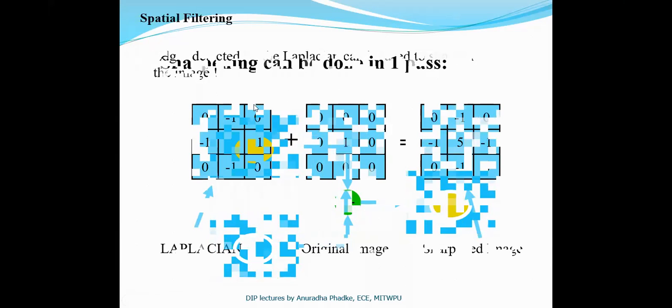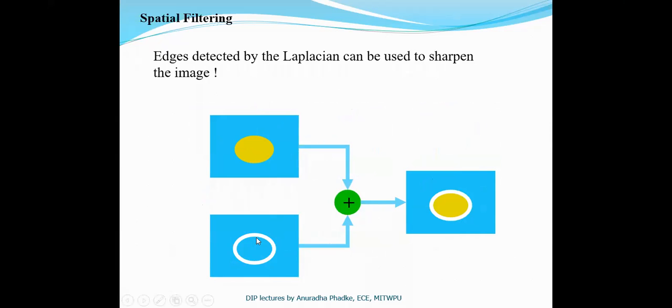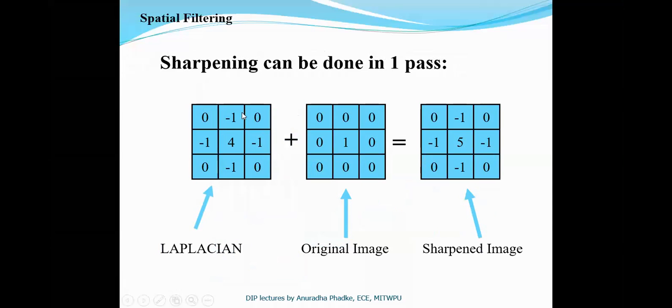Okay. So now this operation, that is adding original image to Laplacian output, is equivalent to this operation. So this is your Laplacian 4 surrounded by -1. Now we are adding it to original image. Now original image means your pixel under consideration, right? So we have coefficient as 1 for the pixel under consideration, and it is surrounded by 0.